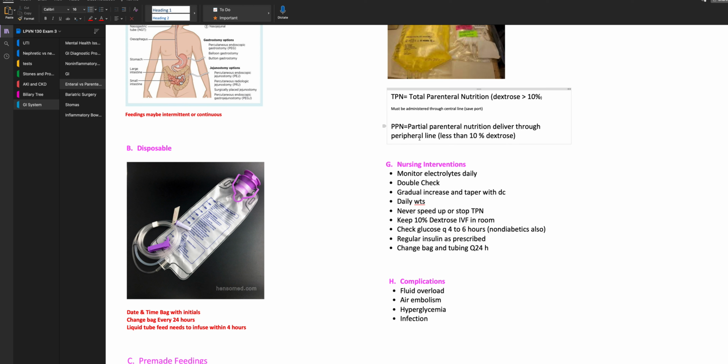So your complications include fluid overload because it's so high in sugar, it's hyperosmolar. It's going to encourage fluid from the periphery to come into the vascular system. Okay, so your patient could have fluid overload, air embolism, hyperglycemia, and infection because bacteria love sugar.